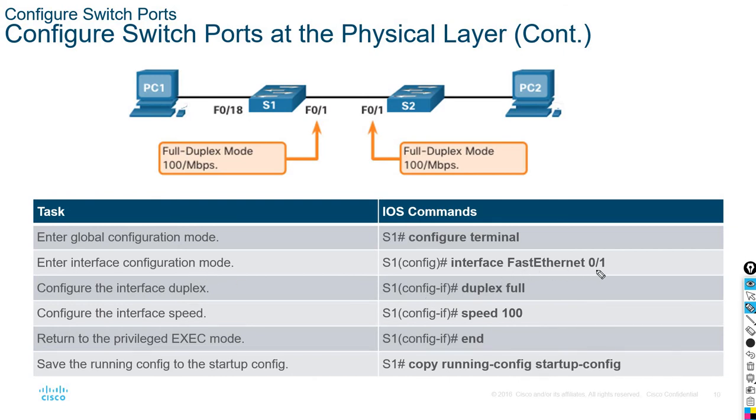Interface FastEthernet 0/1, and for the interface, duplex full. For configuring the interface speed, we use the command speed 100, and to return to privileged exec mode, the end command is used. To save the running config to startup config, we use copy running-config startup-config.